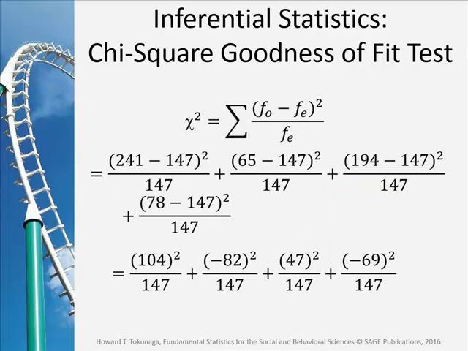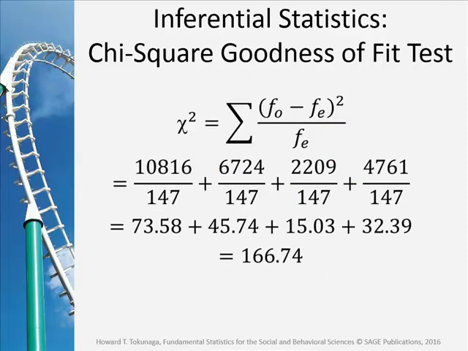This makes it look messier than it has to be. What they've done here is taken this and written it out 1, 2, 3, 4 times, because we had 4 categories. No, don't do it that way.